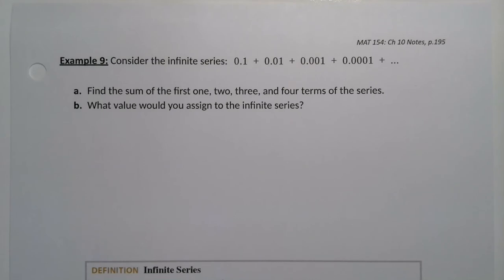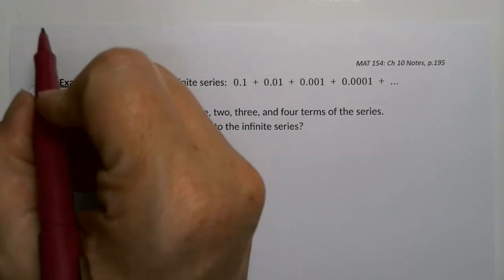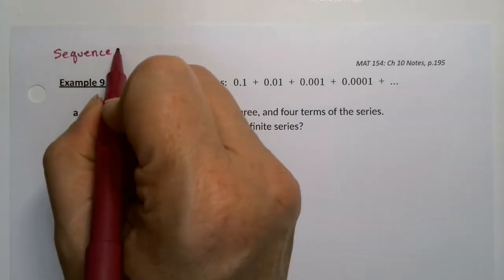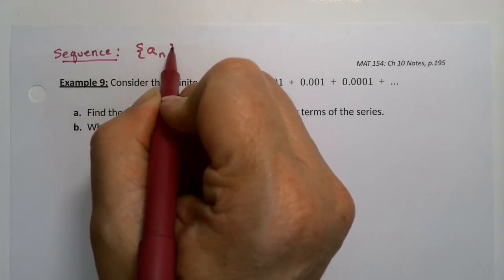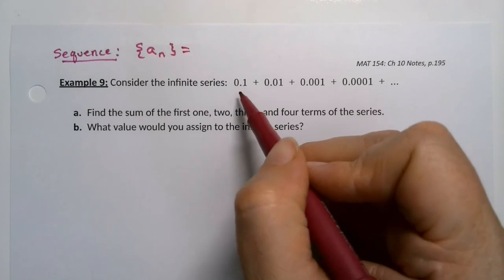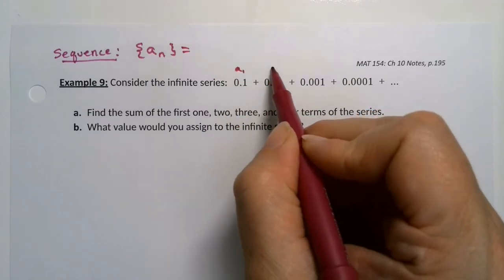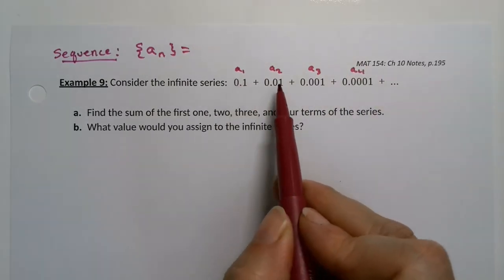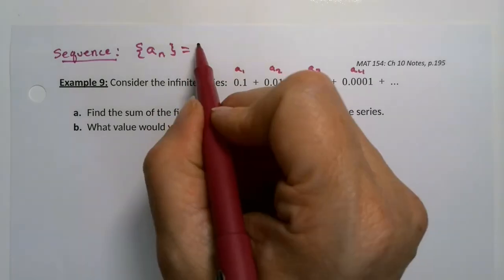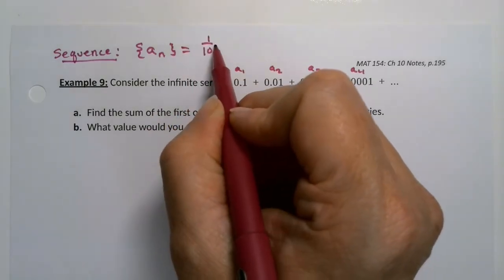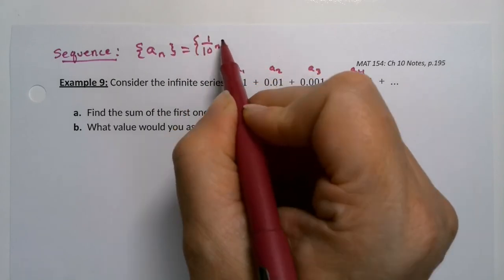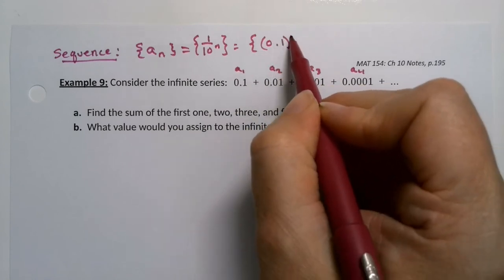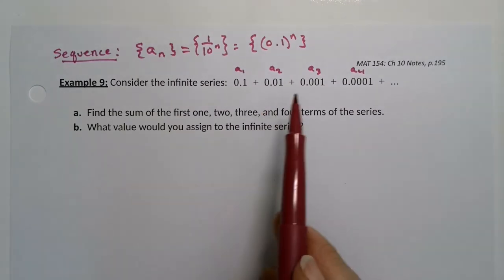Before I go any further, let's note the explicit sequence that was building this. So there was a sequence that has an explicit formula. I'll call it A sub n. If this is A sub 1, this is A sub 2, A sub 3, A sub 4, it went to a tenth, a hundredth, a thousandth, 10,000th. So we're obviously taking 1 over 10 to the n power, very similar to the previous problem, where it was 1 over 2 to the n power. Or if you like, you can say it's 0.1 to the n power. That's the sequence that's building this series.